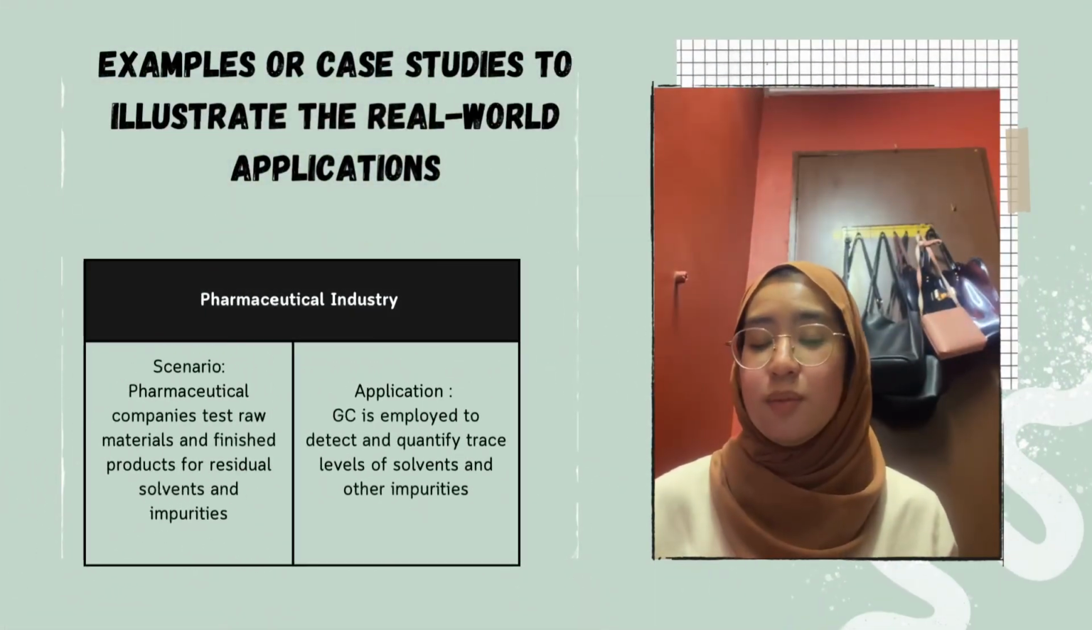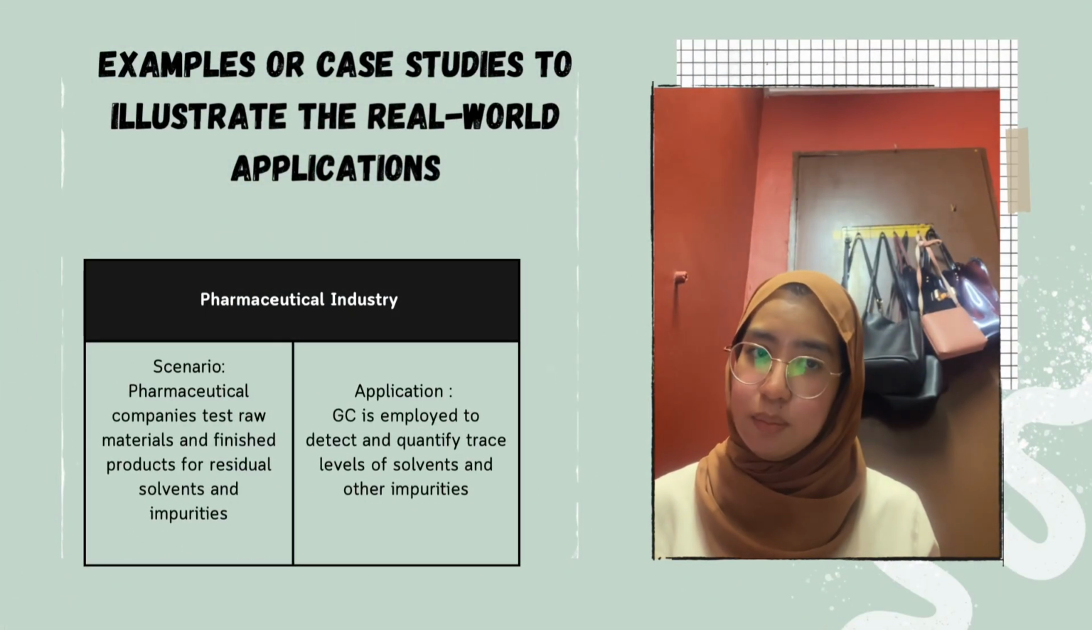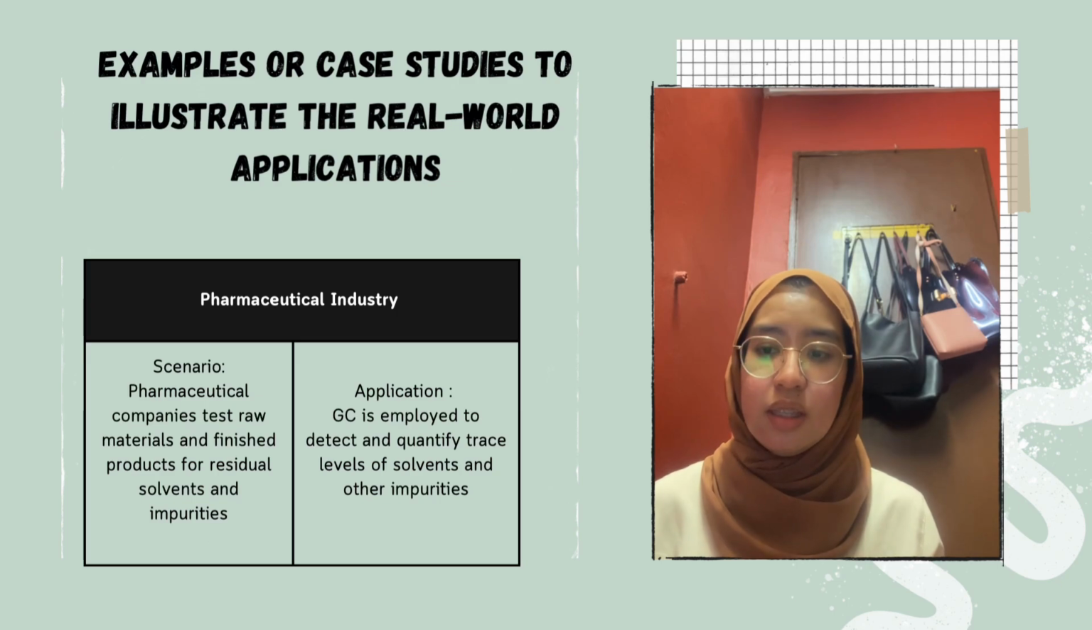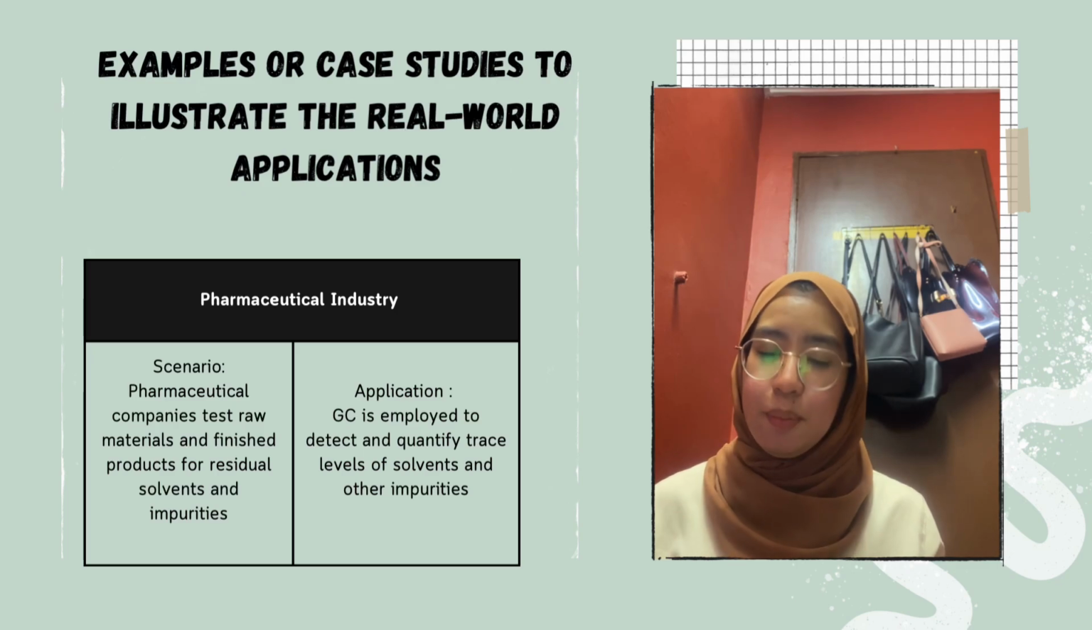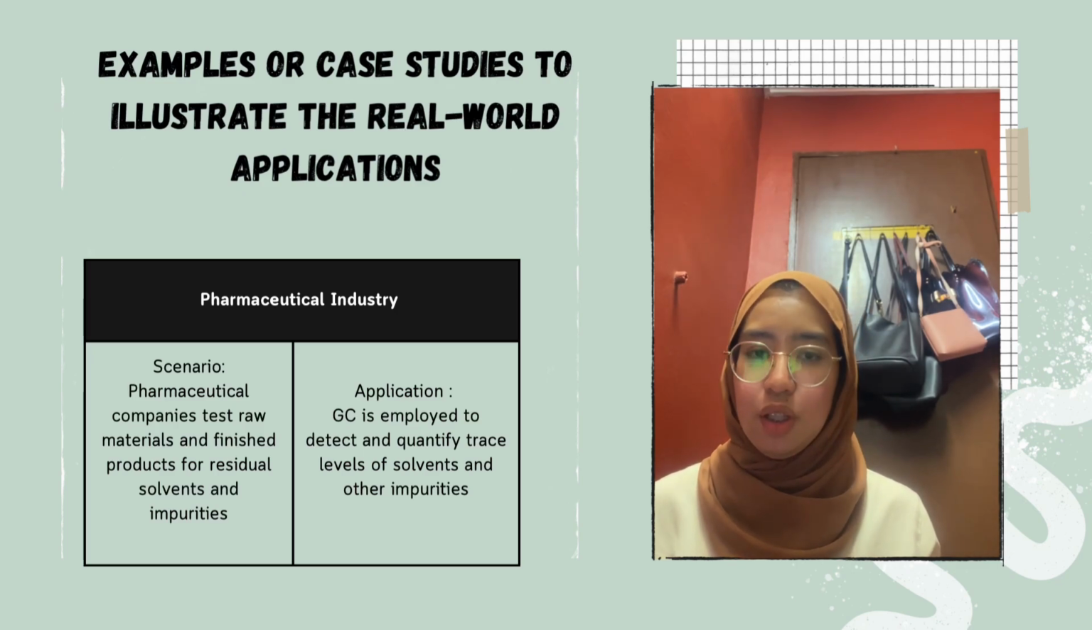The last one, the pharmaceutical industry. For example, a pharmaceutical company tests raw materials and finished products for residues, solvents, and impurities. Application: GC is employed to detect and quantify trace levels of solvents and other impurities.